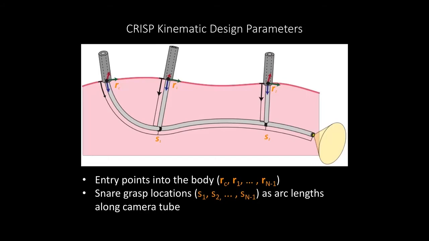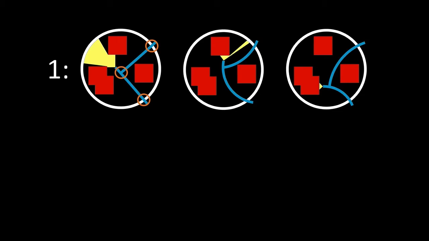It is important to consider these parameters as they can greatly affect the ability of the robot to visualize patient anatomy. Consider this 2D example here. With the robot entering the body at these points and with a snare grasping location as shown, the robot is not capable of visualizing much of the interior surface of this scenario due to the constrained motion caused by the red obstacles.